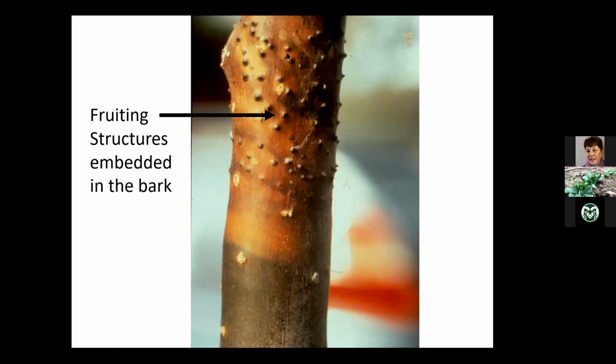And what happens with these cankers is they actually disrupt and kill the tissue beneath it. So there's no water conducting system in there. So water just really can't get up the tree, and it causes a lot of problems.